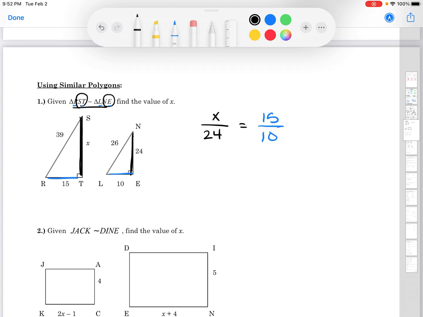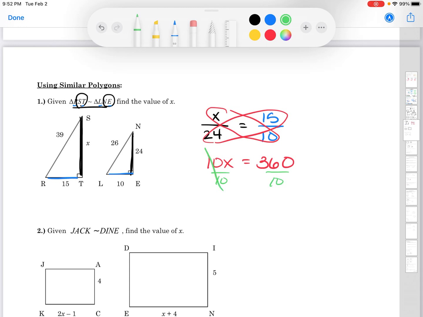All right, now we can just cross multiply. So x times 10, that's 10x. 24 times 15, let's see, 24 times 15 is going to give us 360. And then we can just divide by 10.